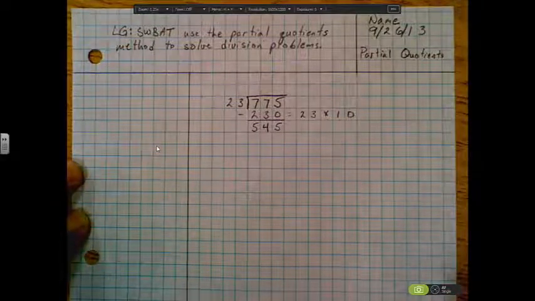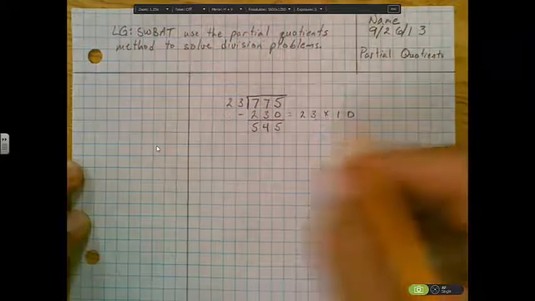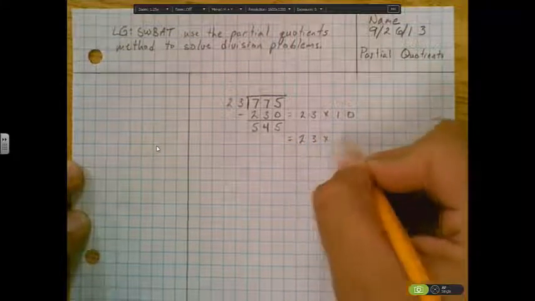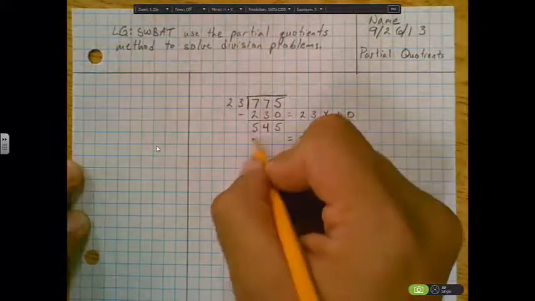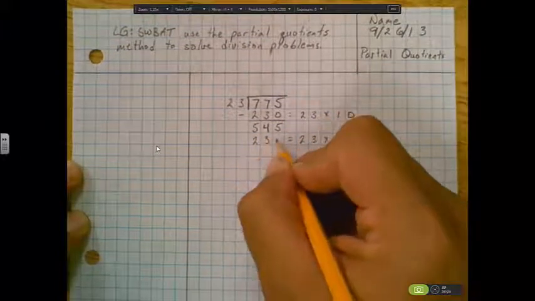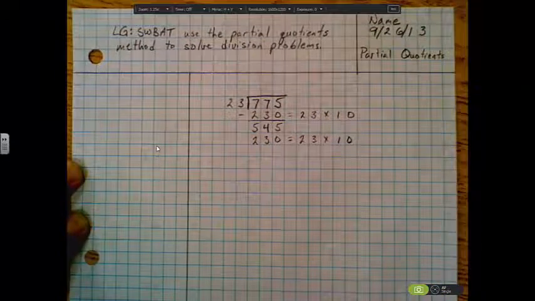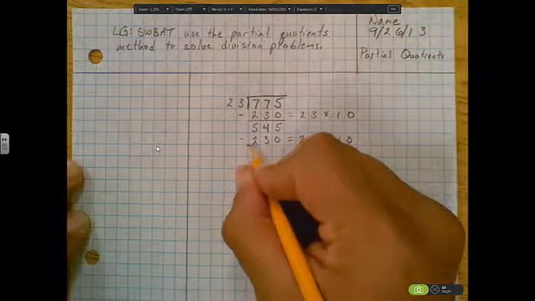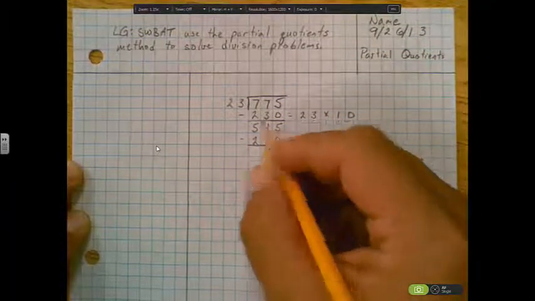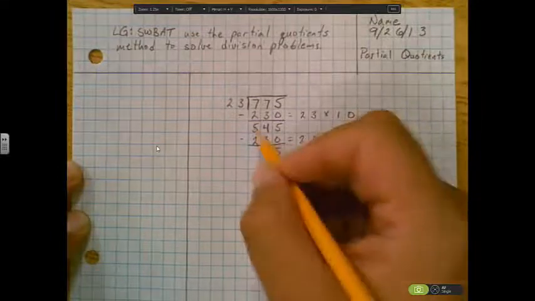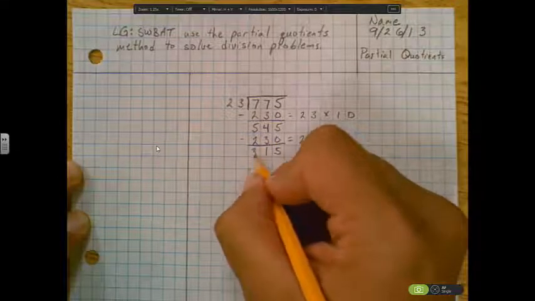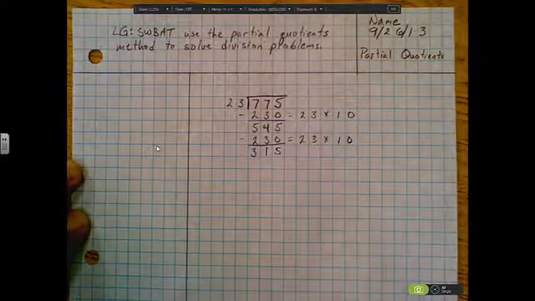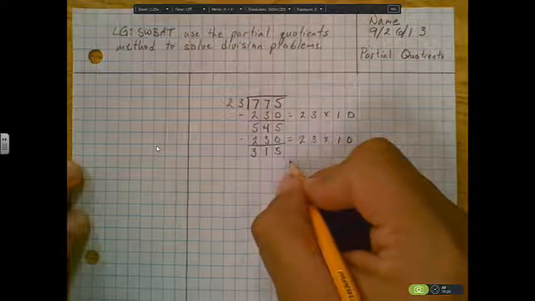So we're going to do another multiple of 23, and we're going to do 23 times 10 again. And that's going to make this 230. We're going to subtract again. So 5 minus 0 is 5. 4 minus 3 is 1. And 5 minus 2 is 3. Well, that got us a little bit smaller, but not small enough yet. So we're going to do it again.